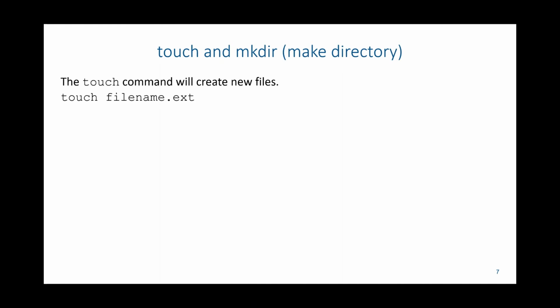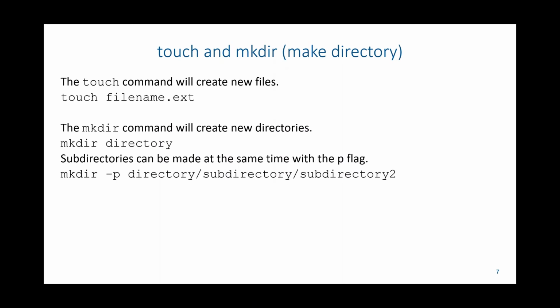The next commands that we're going to teach you are touch and make directory. The touch command creates new files, so literally all you have to say is touch and the name of the file with its extension, and it will automatically create that file. The make directory command allows you to create new directories by saying mkdir and then the name of the directory that you're going to create.